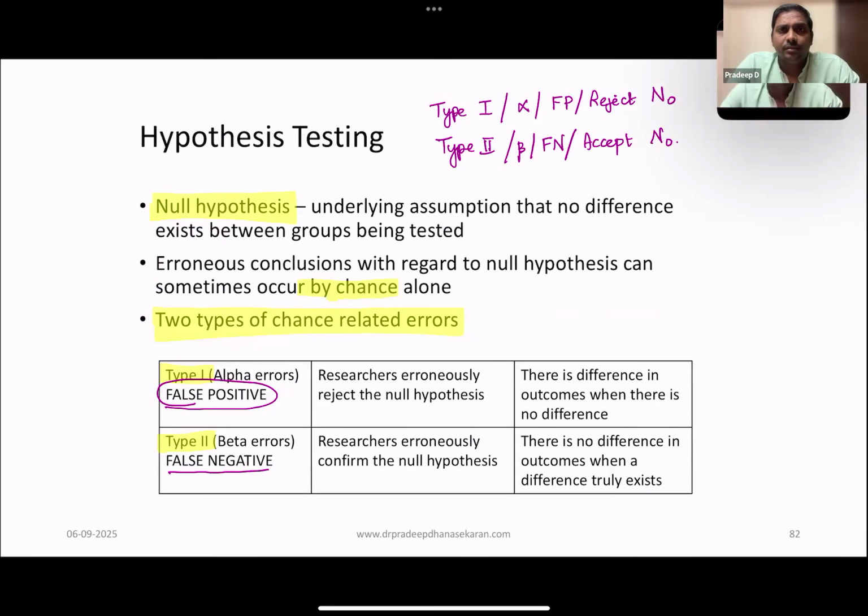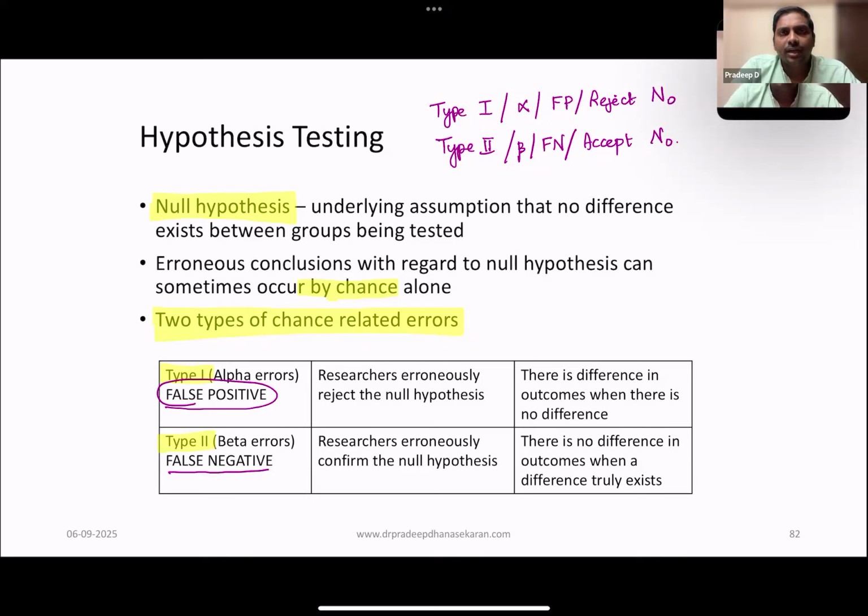Then, looking at chance, you have a null hypothesis when you start with the study. What do you mean by null hypothesis? It is based on the underlying assumption that when you're trying to compare the two groups at baseline, there is no difference noted. That is what is called the null hypothesis. Here, the researchers try to prove or contradict the null hypothesis. So that is how a null hypothesis is generated. You are trying to identify the difference between the two groups with the basic notion that no difference exists. So that is the null hypothesis.